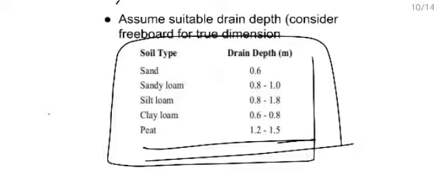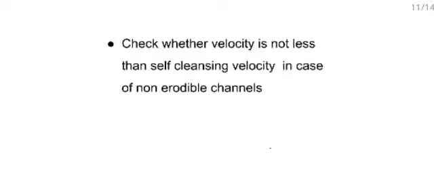Okay, it depends on the permeability of the type of soil. It is to check whether velocity is not less than the self-cleansing velocity. If the channel is erodable, see the shear stress; we are considering some slope and a particle like this. For non-erodable, I mean concrete lining channels, if sediments are getting deposited, it can cause blockage.